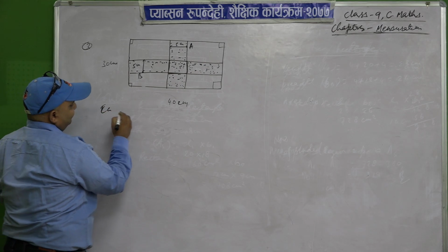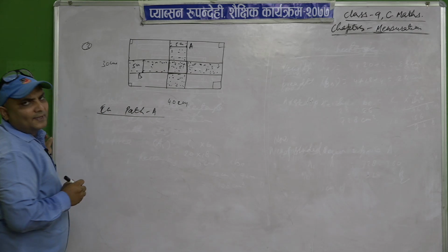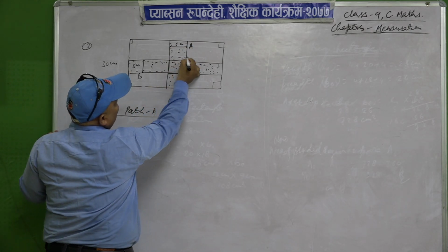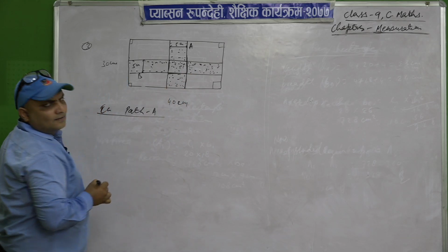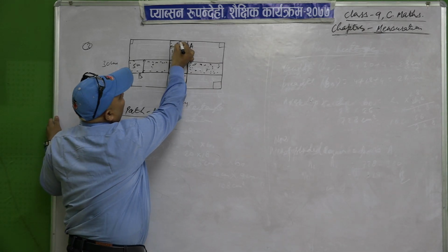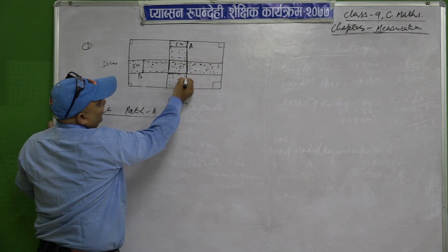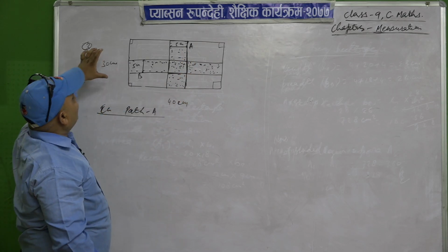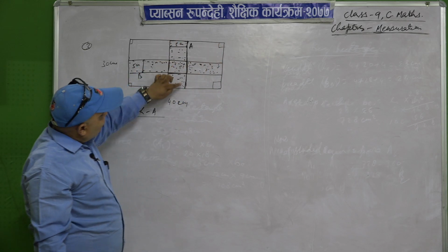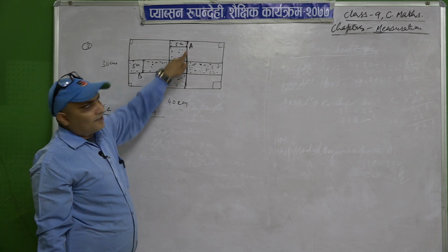In path A, suppose this is path A. In path A, this line will be the length of the path and this line will be the breadth of the path. Now see, this line will be the length of the path, which is the breadth of this rectangle. This length is the breadth of this rectangle, means this line and this line are equal.